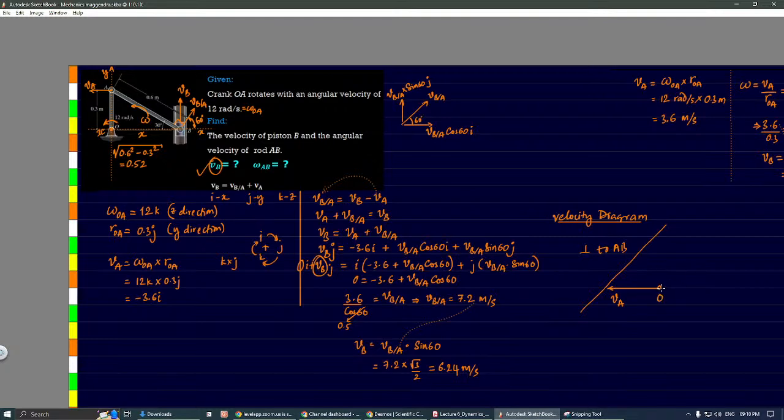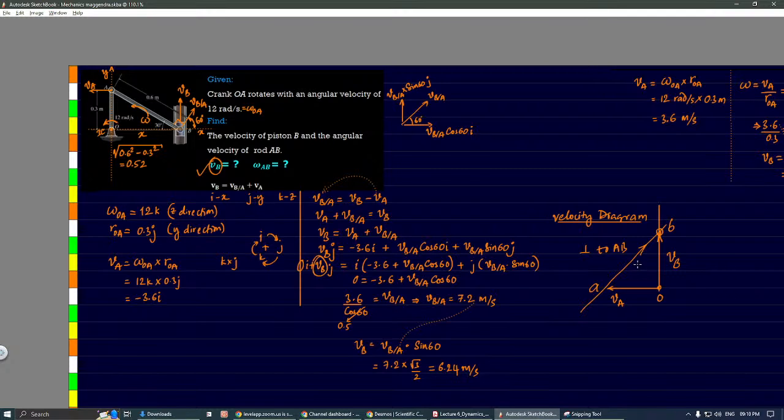And then we draw a vertical line from here. They will both intersect here. This length will give the velocity of B. These points will be A and B. Now if you want velocity of B with respect to A, it will be pointed this side.